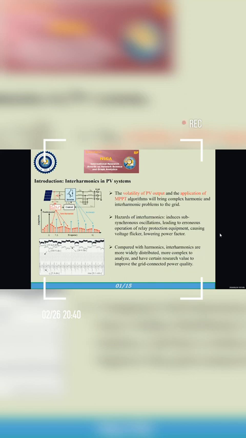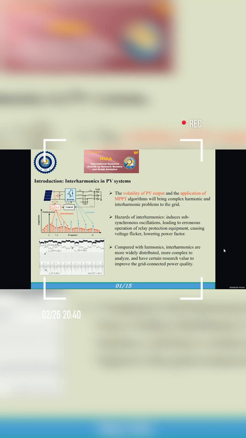Interharmonics may result in harmonics in the sub-synchronous frequency band interacting with mechanical oscillations of the neighboring generator shaft system, thereby inducing sub-synchronous oscillations in the system, affecting the normal operation of relay protection equipment, leading to its false operation, causing a visual reaction of the human ear to the lamps and lanterns, a flicker phenomenon, causing a decrease in system power factor and affecting the quality of grid-connected power.